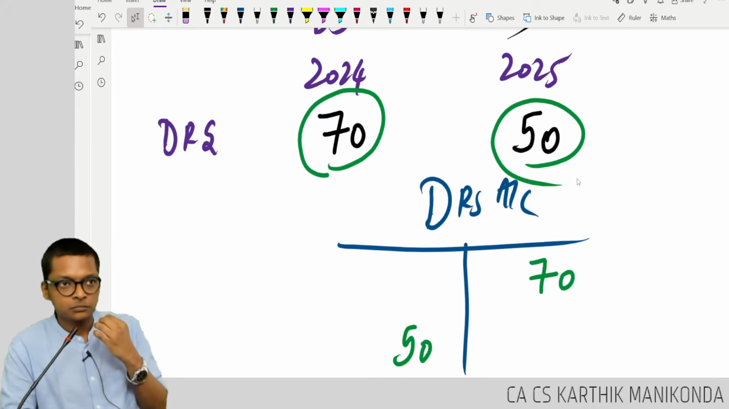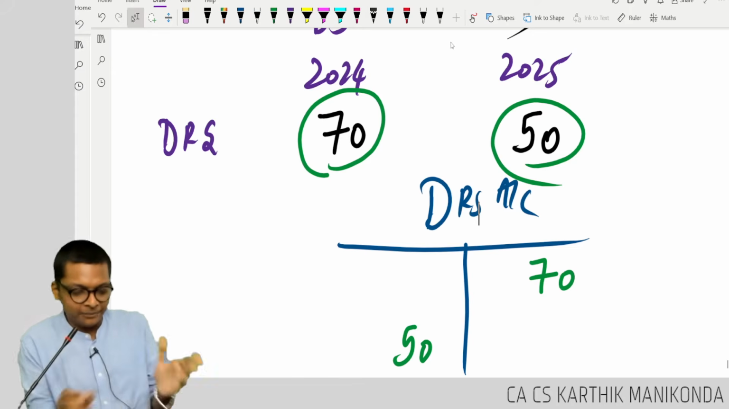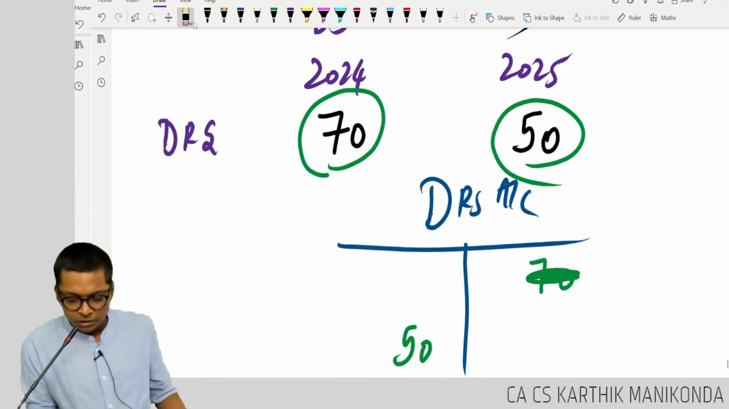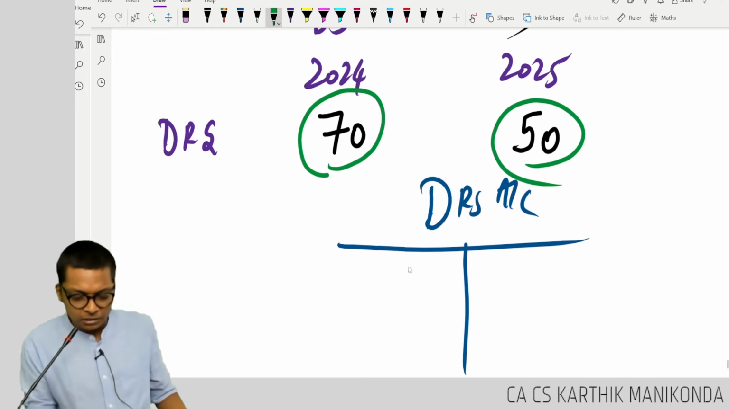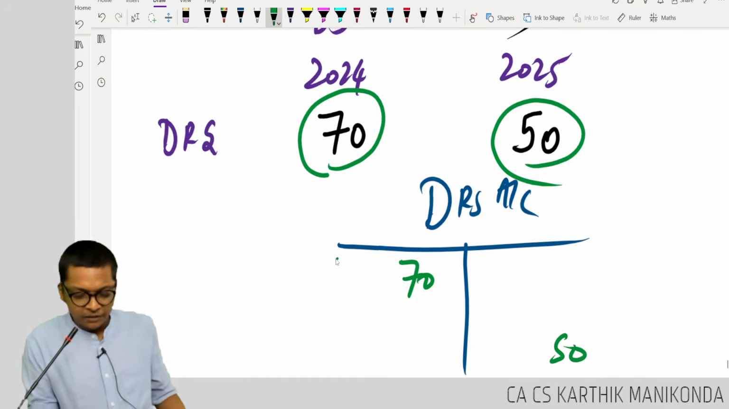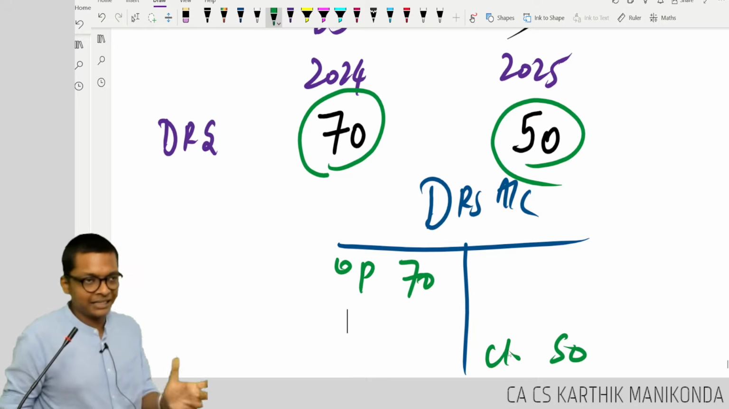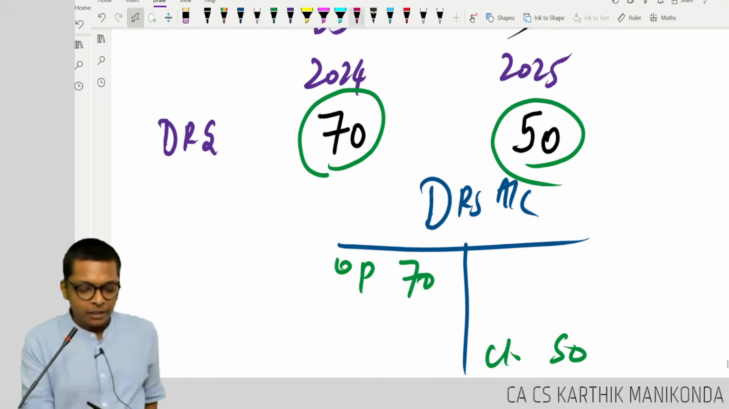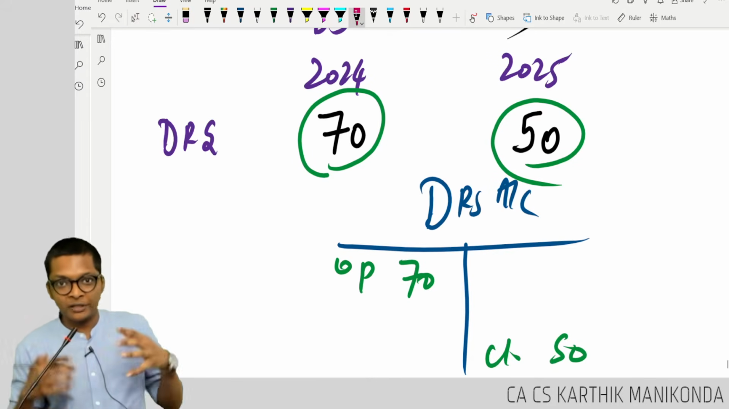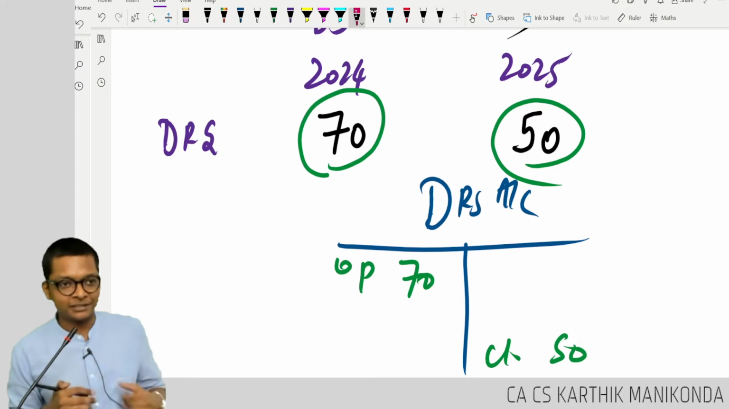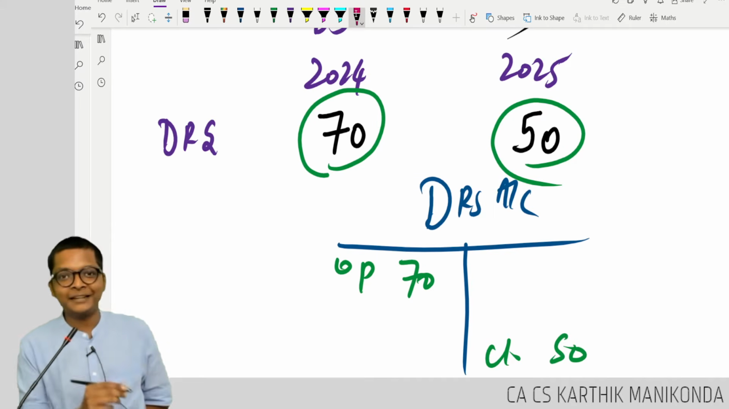Yes. Which one? Left side only opening. I'm sorry. Yeah, correct. In the flow I wrote, you are right. So debtors opening 70, closing is 50. Opening balance, closing balance, correction. Debtors account, debit side. If you didn't notice, that's good because you are engaged in the concept. Okay, fine. Opening is 70, closing is 50.